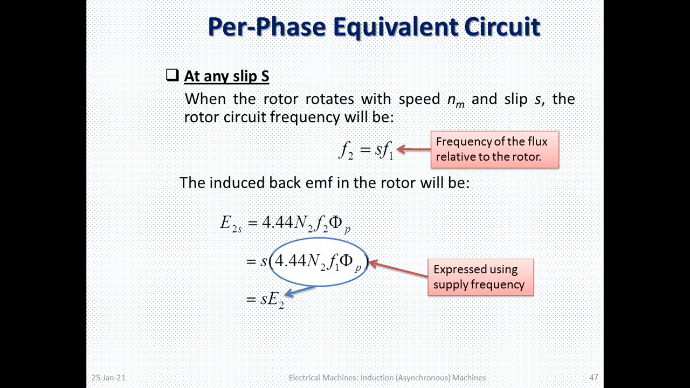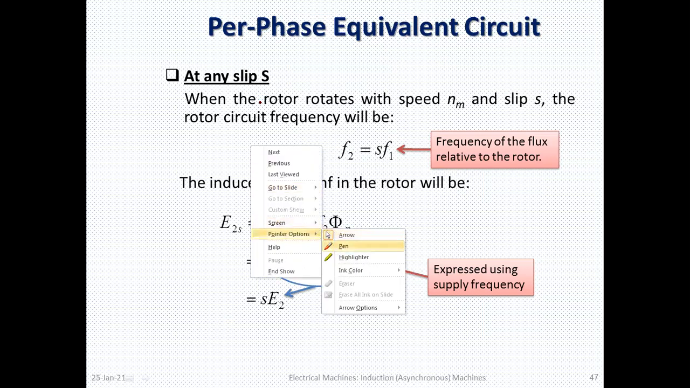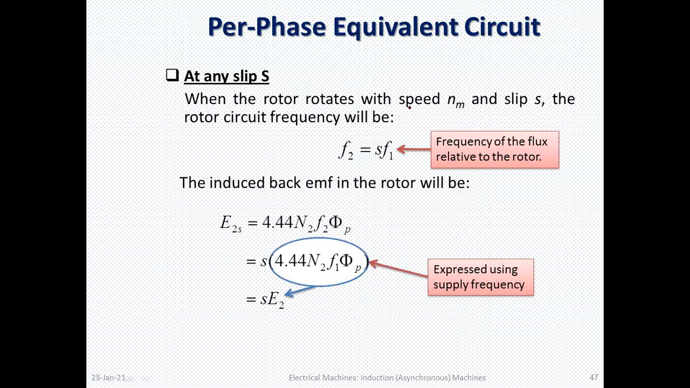Here we can see very easily that when the rotor, at any slip S is considered, when the rotor rotates with a speed Nm and slip is S, the rotor circuit frequency will be, as already derived in part 4 of the video: rotor frequency is equal to slip multiplied by the stator frequency. This is the frequency of the flux relative to the rotor conductor, that is, the frequency of the rotor flux.